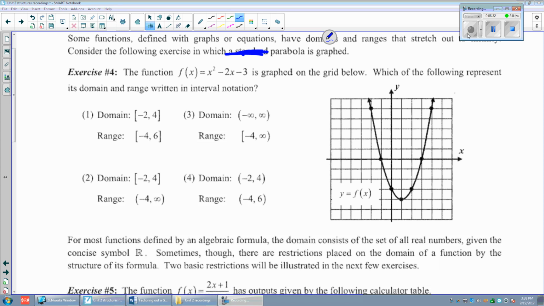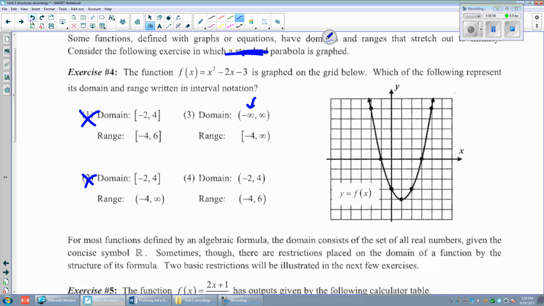Okay, here's one clue. The x's keep on going this way, keep on going. So we know we have to have a negative infinity with the x's. Here, negative infinity with the domain. Oh, that's the only one that can work. Negative infinity to positive infinity. Keep on going that way.